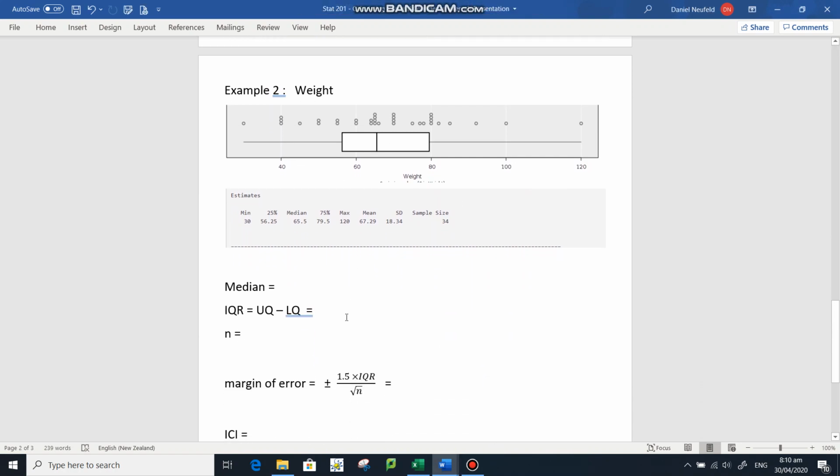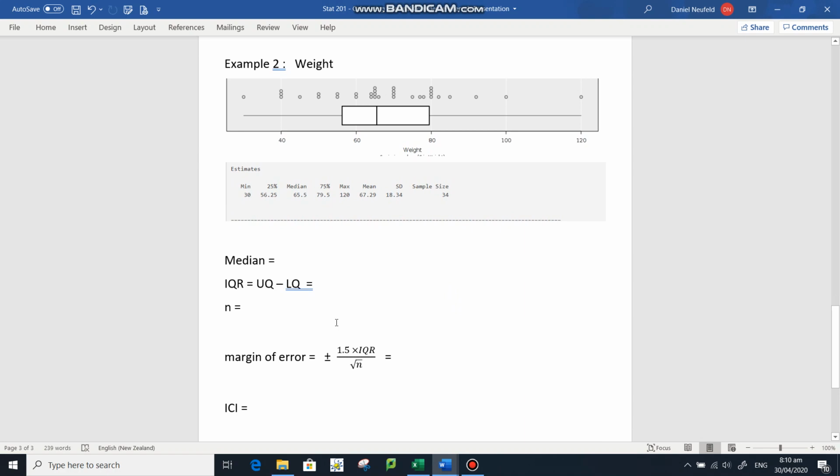All right, so we'll do it one more time. This was a weight survey done with 34 people. Again, start off, what's the median? Because that's that middle number, right? Our confidence interval will look something like this: your median and then plus or minus something. So our median is 65.5.